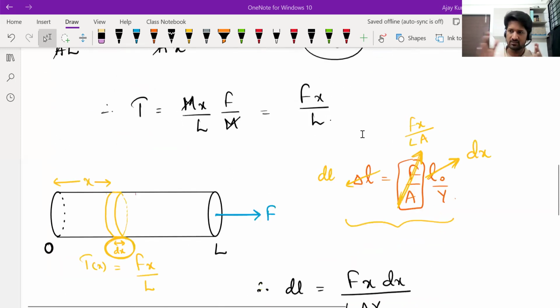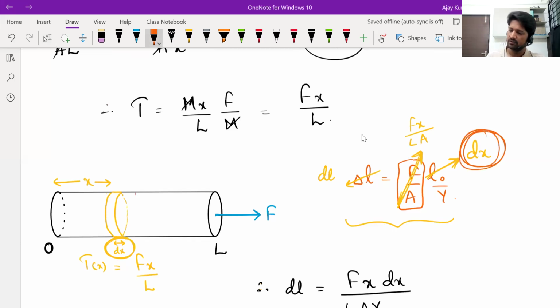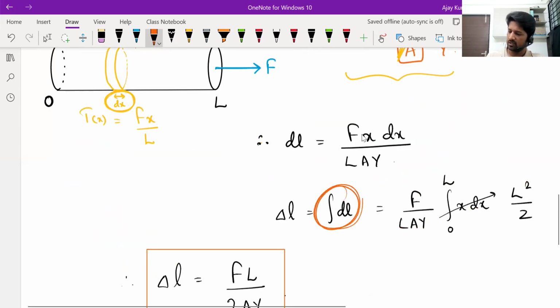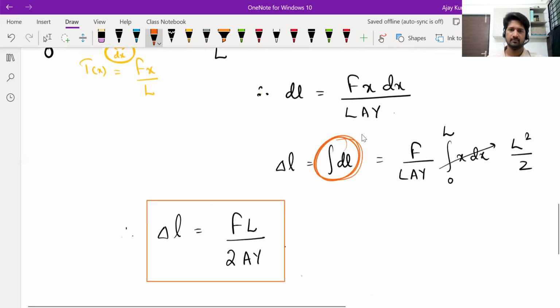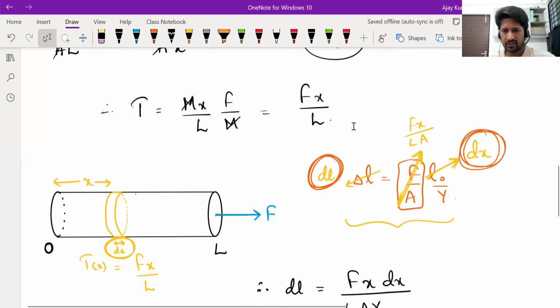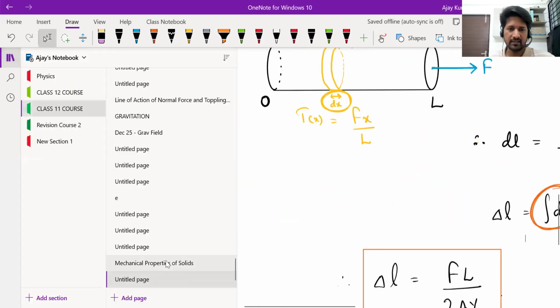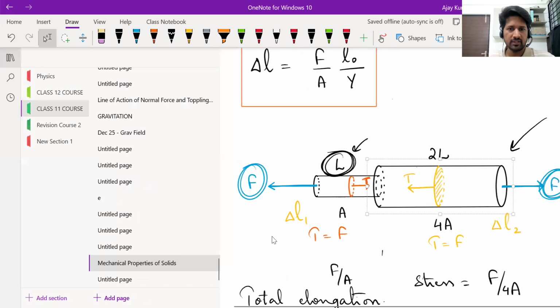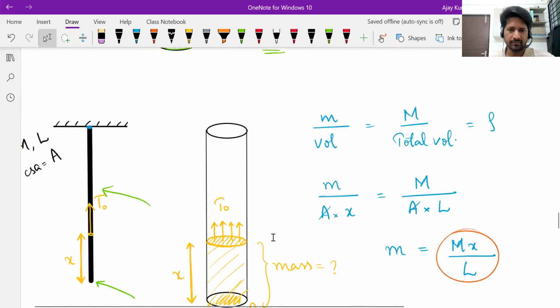Now, since the stress is non-uniform, we choose one small length dx over which the stress can be assumed to be uniform. In that small length dx, we find out how much is the elongation. And then we integrate that small elongation over the entire length to find out the total elongation of the wire. Okay. So hope the idea is clear to you. Let us apply this idea to a situation we already dealt with, this one.